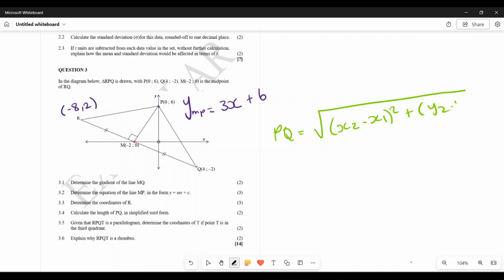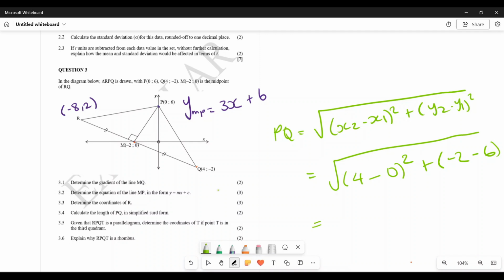Now substituting my coordinates, my x2, I'm going to make it my Q, basically. My x at Q, it's 4, minus my x at P, which is 0, squared, plus my y at Q, which is minus 2, minus my y at P, which is 6, squared. And punching this into my calculator, the distance from P to Q in its simplest surd form will be equal to 4 root 5. This would be my final answer.